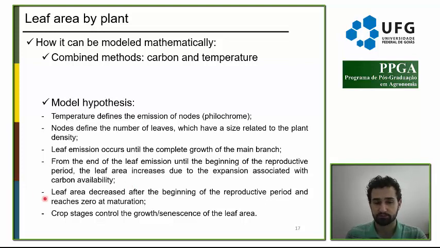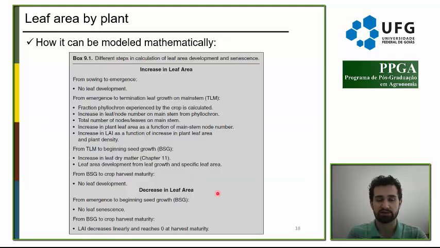In this case, after starting the reproductive period, the crop will start the translocation of the biomass, and every day we have a senescence of leaf that will reduce until it reaches zero at the end of the cycle. And here is an abstract about how this model that you are studying works.